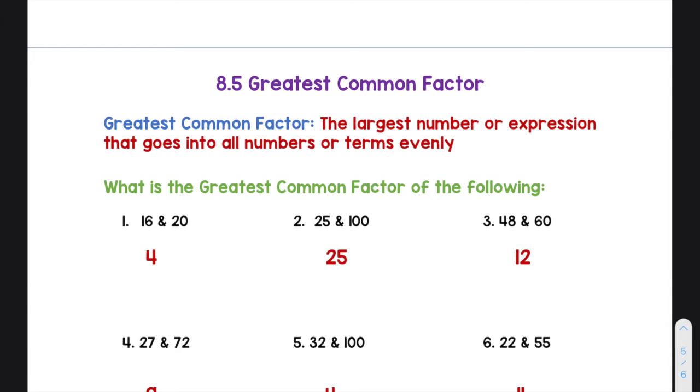Here's your answer for problems 4, 5, and 6. The GCF, or the largest number, for number 4 that goes into 27 and 72 is 9. For number 5, the largest number, or the greatest common factor, that goes into 32 and 100 is 4. And lastly, the biggest number that goes into 22 and 55 is 11 for problem number 6.